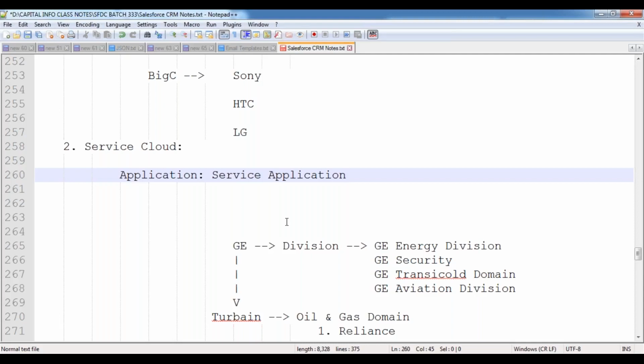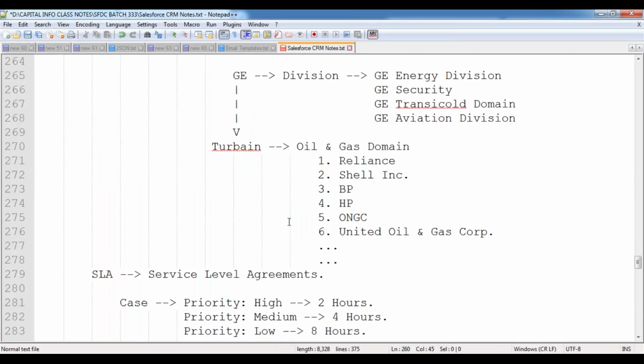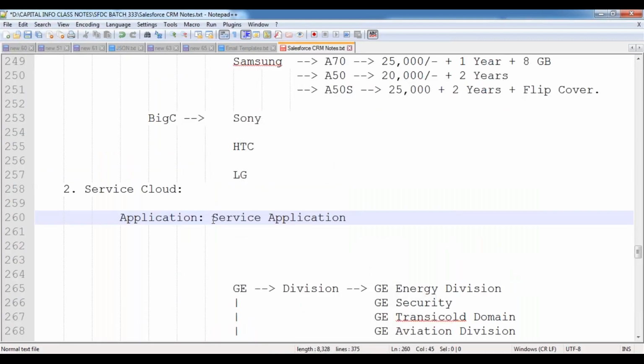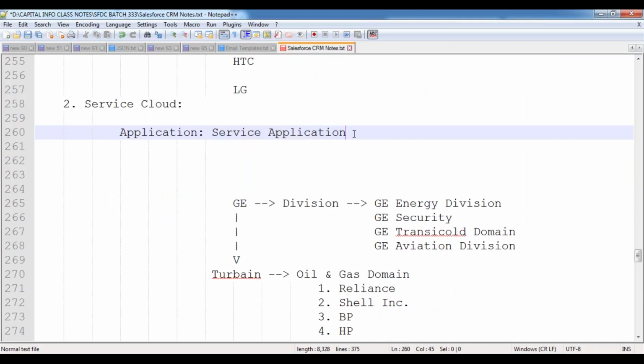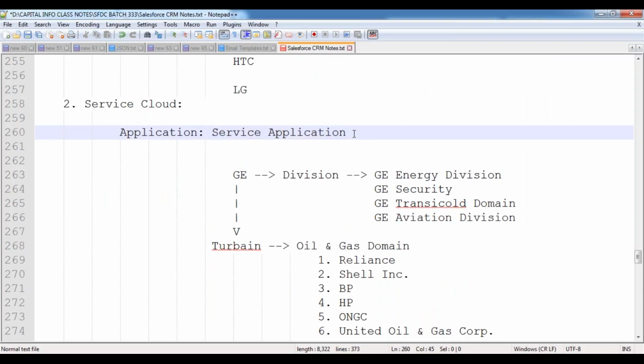In order to automate all the service processes, whatever features are required, all the features are available inside this Service application, inbuilt. All the features are available ready-made inside this Service application, so that we can use this service application to automate all these processes. Now, let me explain some more scenarios so that you can understand more.